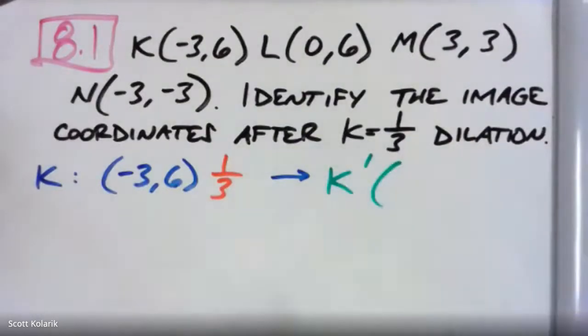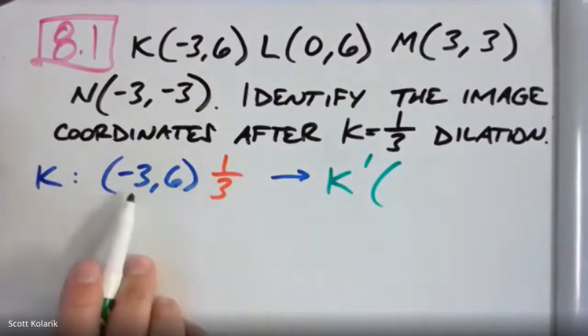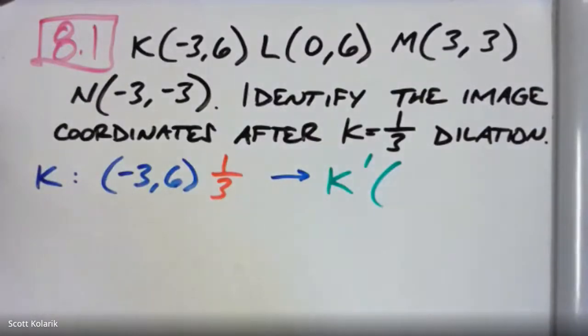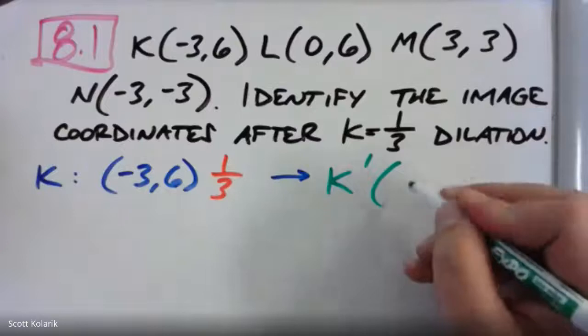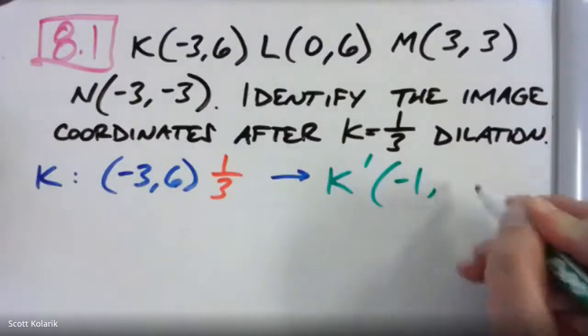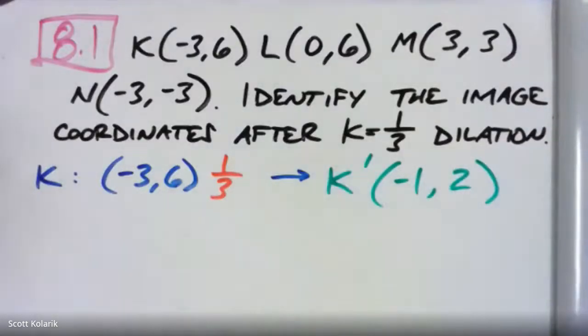And so in order to figure out what coordinate point that is, I'm literally just multiplying this 1/3 by each of these x and y values. 1/3 times -3 gives me -1. 1/3 times 6 gives me 2. There is my image point. Simple enough. All right, I'm going to do the same thing with each of the other ones.